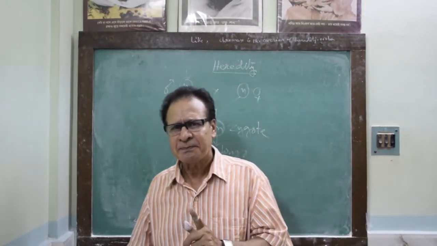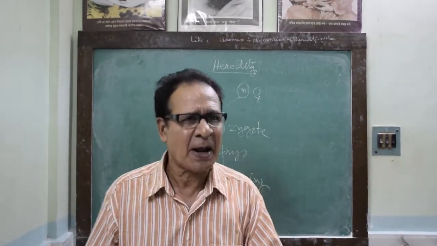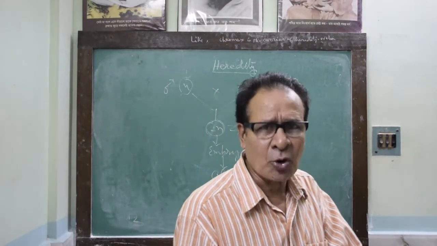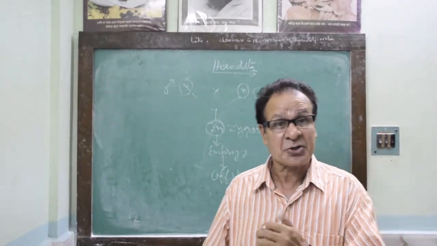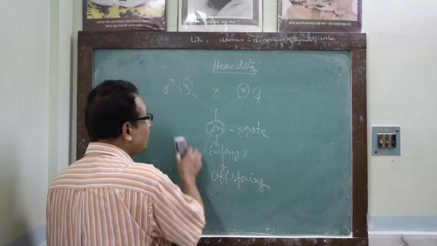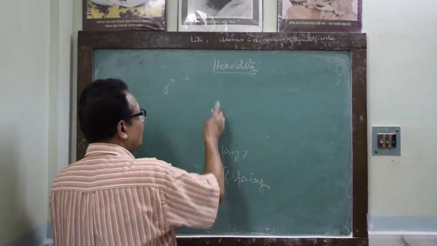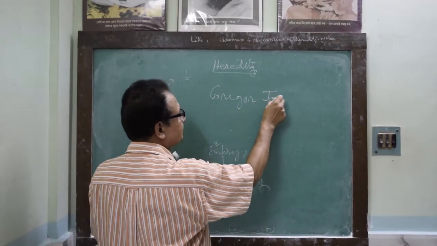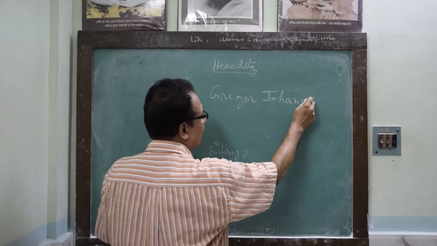The first scientific explanation was given by an abbot or priest of Austria known as Gregor Johann Mendel.